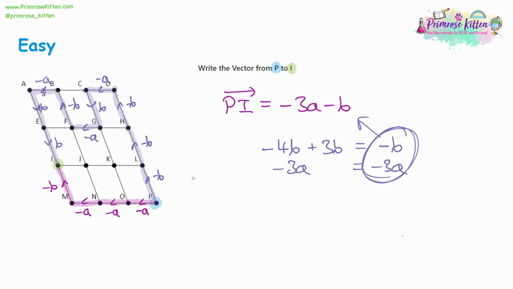So never worry with vectors about going the wrong way, because again, as long as you use the vectors you're given in this simple A and B, you'll always get exactly the same answer.